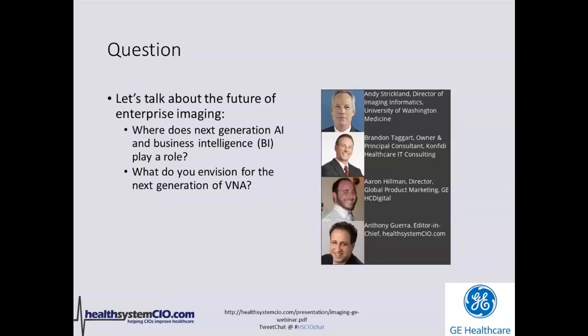And as Brandon said, it's really interesting to think about not just imaging data, but all of your ontologies. Sensor data, wearables, et cetera, things that are patient and clinically related that may not have a home today. And so I think that's a very interesting thing as well.